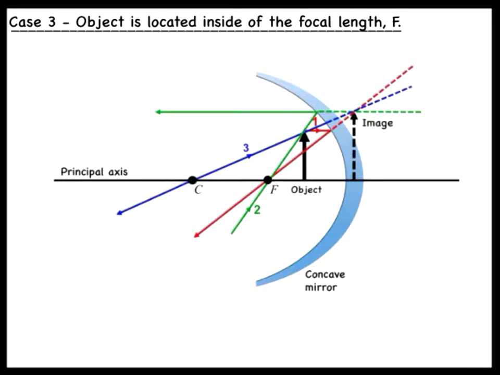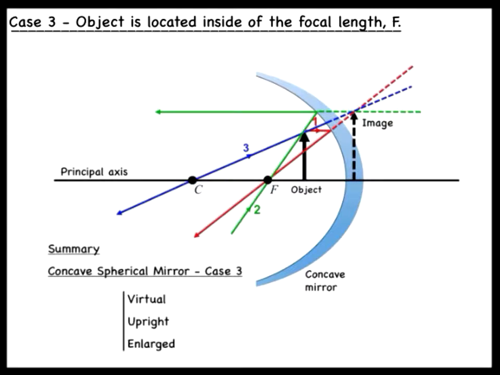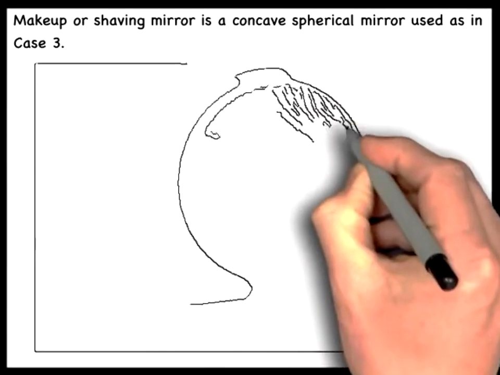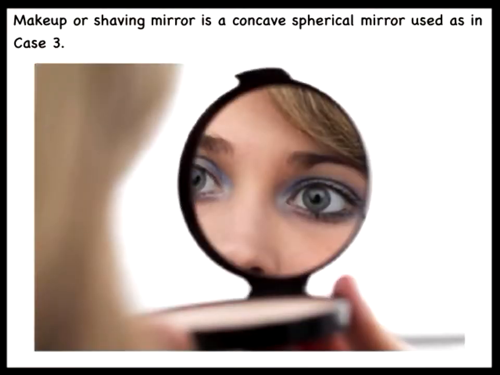Since this intersection is above the principal axis, the image will be upright with respect to the object. Also note that the length of the image vector is larger than the length of the object vector. Therefore, in this case, the image is enlarged. And since the reflected rays diverge, and we have to extrapolate them back behind the mirror to find the location, the image is virtual. To summarize case 3, in which the object is located inside the focal length of the mirror, the image is virtual, upright, and enlarged. A makeup or shaving mirror functions exactly in this way, as the figure shows an enlarged and upright image is produced.